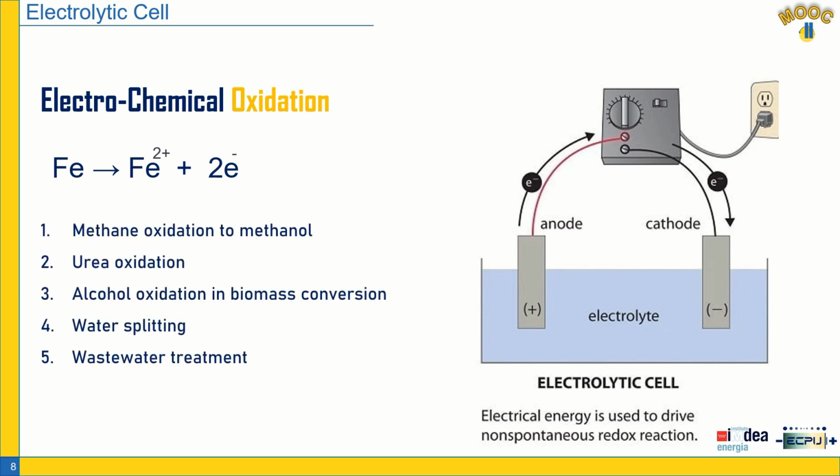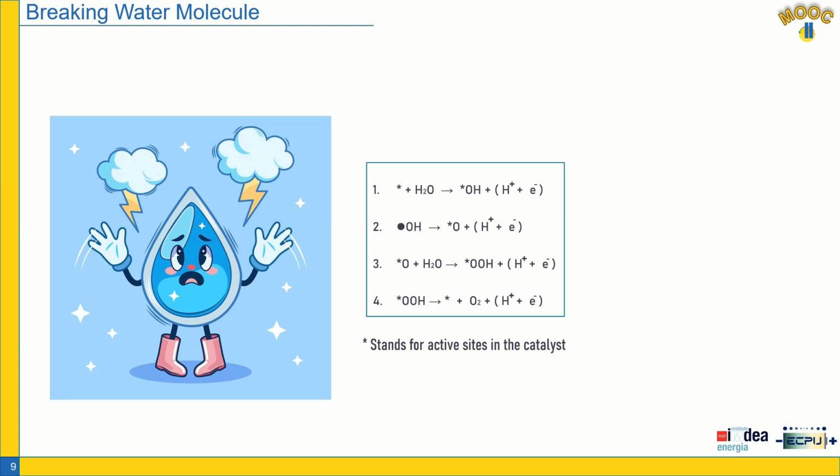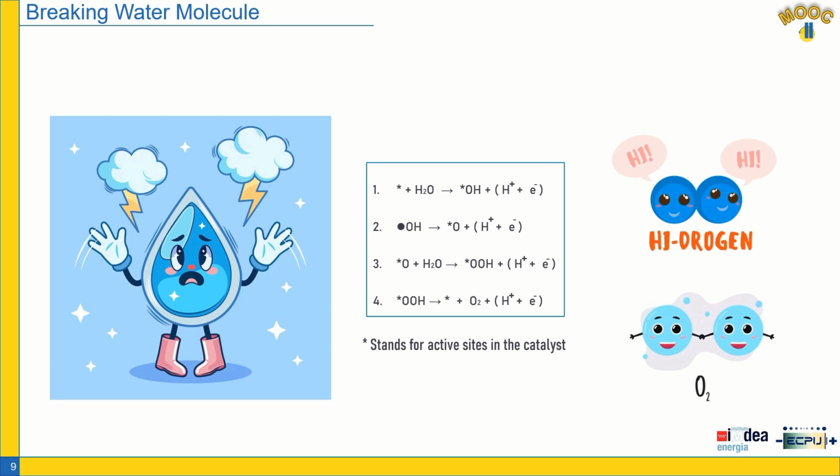This reaction can be used in different applications, such as methane oxidation to methanol, urea oxidation, alcohol oxidation in biomass conversion, water splitting, or wastewater treatment. Here in this lecture, I'm going to focus on water splitting and wastewater treatment. When you apply electricity to water, you are breaking water molecules. For doing that, the reaction goes through 4 steps. At the final step of this reaction, you break the water molecules and you have hydrogen and oxygen.